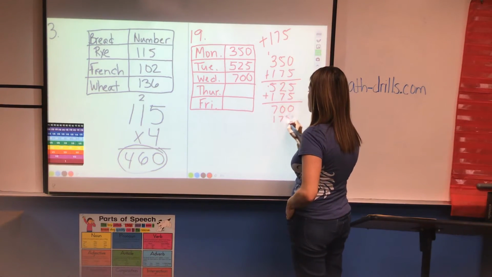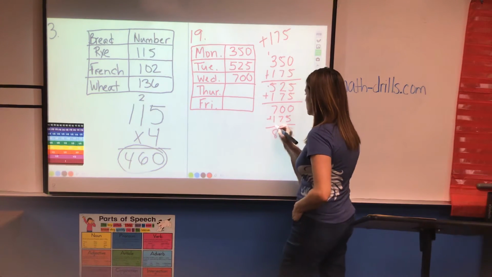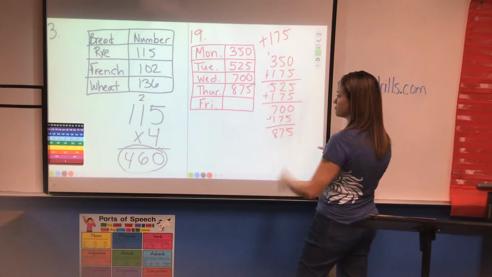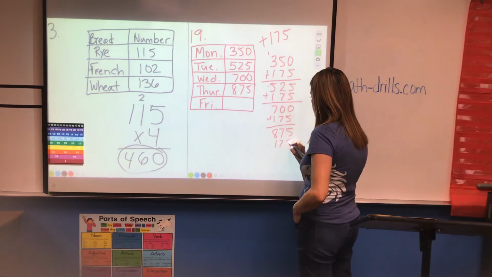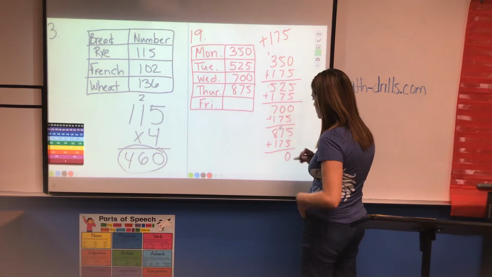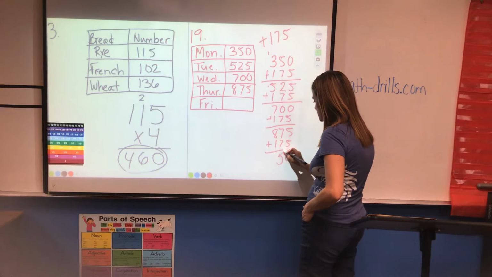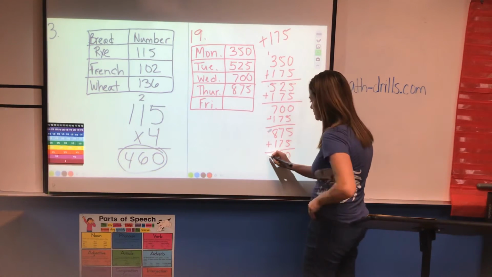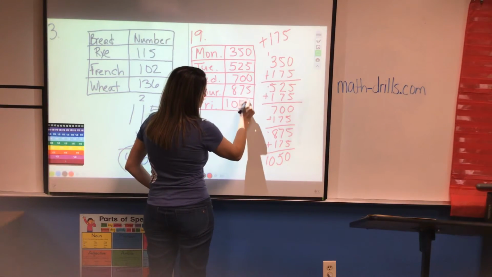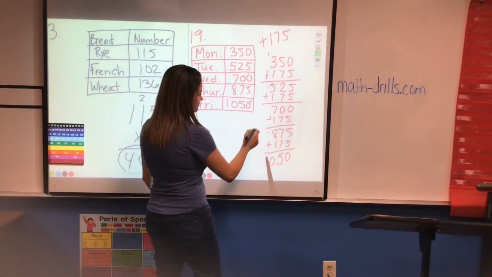Most of you can mental math this, but I'm just going to go ahead and show it to you. You're going to get 875 for Thursday. And your last number is to find Friday. So you'd add the 175 increase again. That 5 plus 5 is 10. Carry your 1. 7 plus 7 is 14. Plus the 1 you carried over, that would be 15. So 8, 9, 10. So Friday, by the end of the week, she swam a total of 1,050 meters. That's one way to solve this problem.